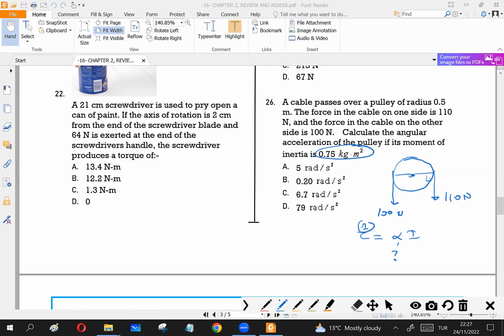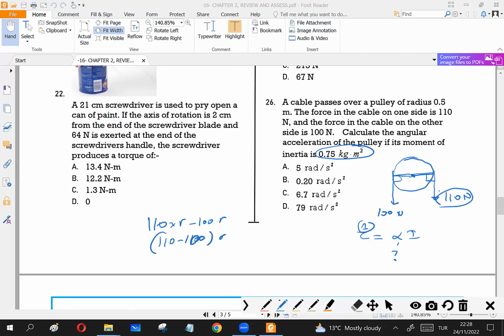One force produces positive torque, the other one negative. Because it's the magnitude, we don't need to care which one is clockwise, which one is counterclockwise. It's not given in the question anyway. So just do it like this. 110 Newton must produce more torque than 100 Newton because their distances are the radius, they are equal. So 110 times radius minus 100 times radius is going to be the torque. Take the radius in parentheses, it becomes 110 minus 100 times R.